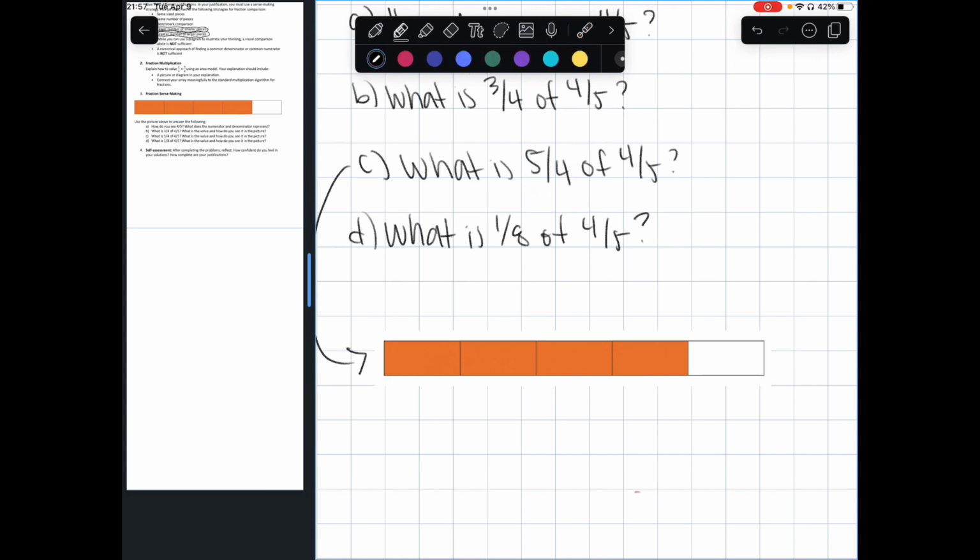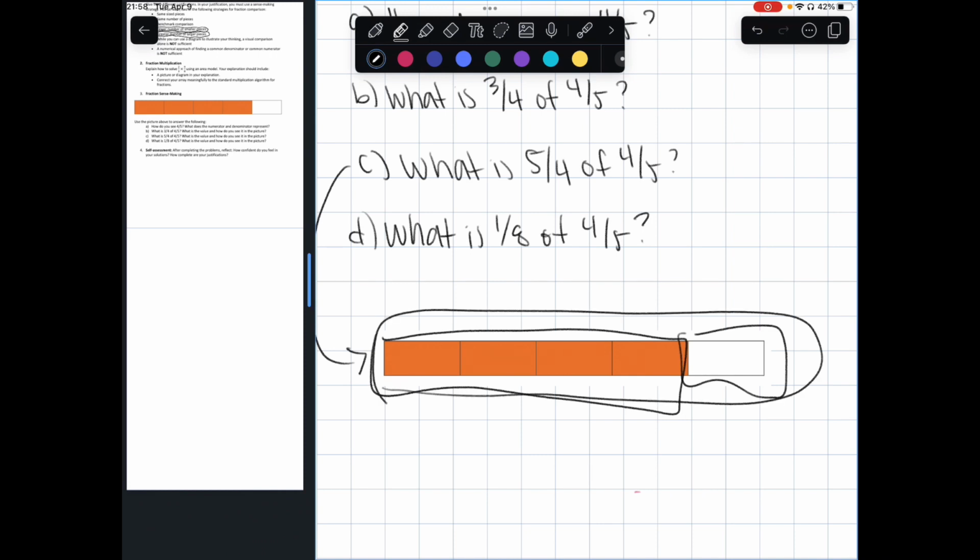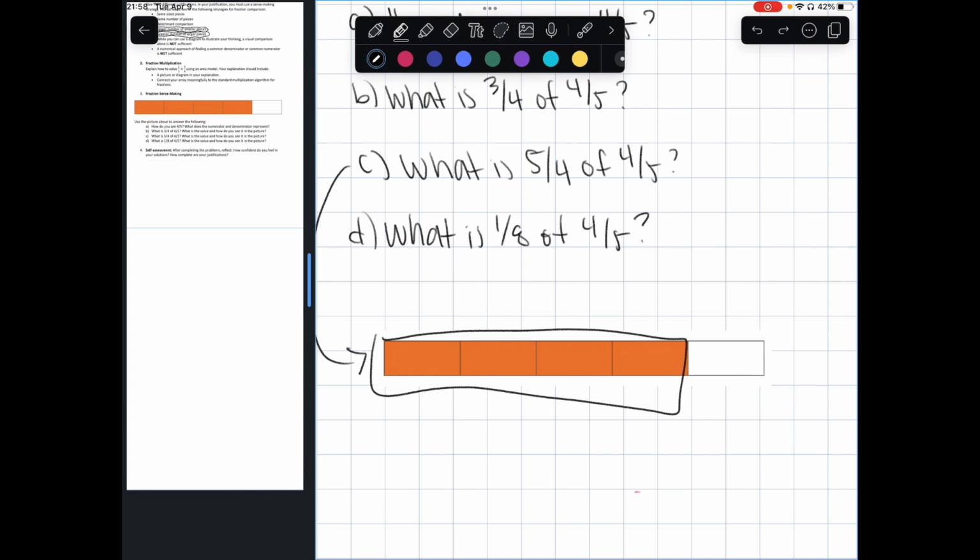So if our whole is this right here, and we have an extra fourth, to me, that just means that this is already 5/4. But we really want to know, what is 5/4 of 4/5? So let's do some quick little math.